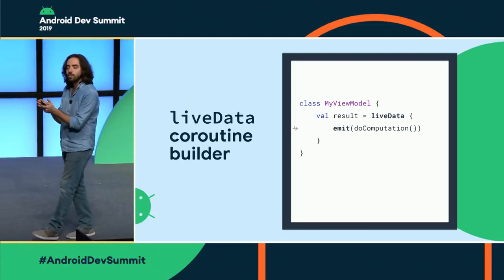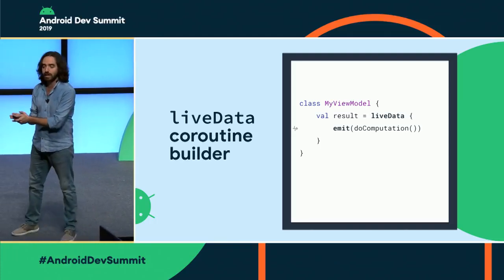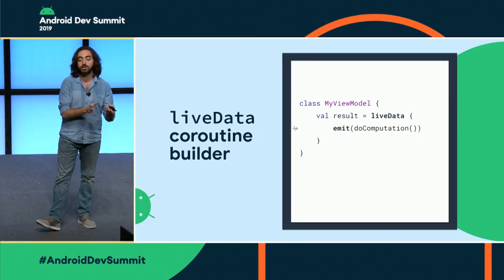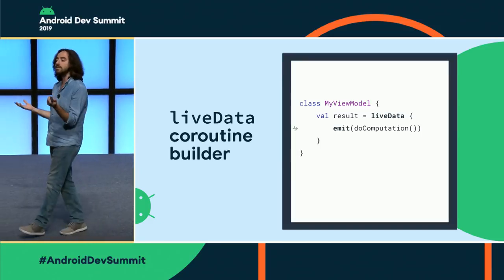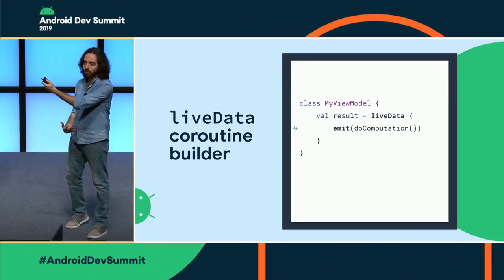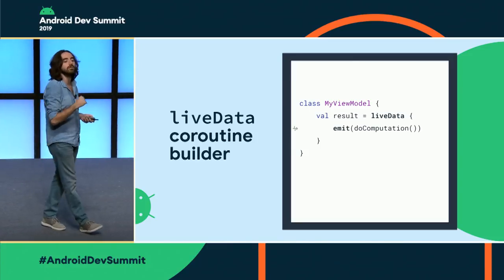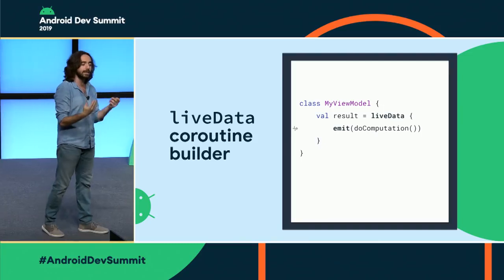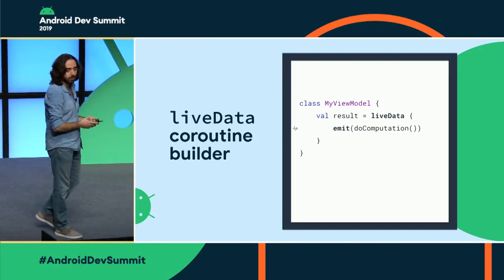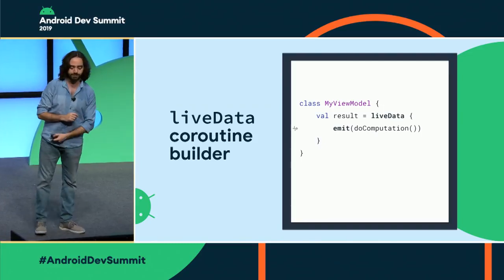Since Lifecycle 2.2, there's a much nicer way to do that pattern, which is a new builder called liveData. This liveData builder gives you a coroutine block, which is like a scope for your LiveData. It starts executing when the LiveData is observed and is canceled when the LiveData is not used anymore. And inside there, you can emit.